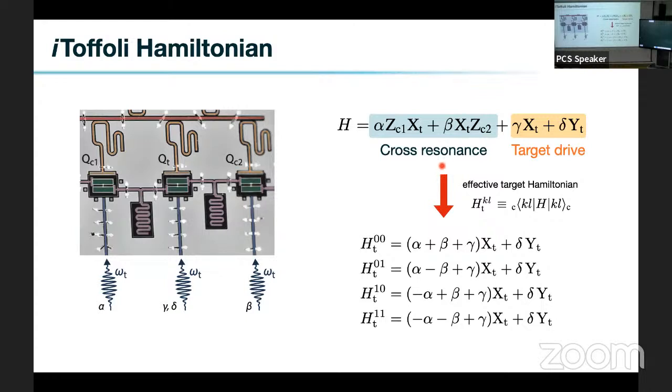To study the conditionality, I obtained the effective target Hamiltonian using this equation. For instance, if we consider the control state 0-0, then the eigenvalue of this G operator is +1, so this Hamiltonian can be reduced to alpha x plus beta x and so on. And if we consider the control state 0-1, then the eigenvalue of this is -1, so it is minus beta x. In this way, I can obtain all the effective target Hamiltonians.